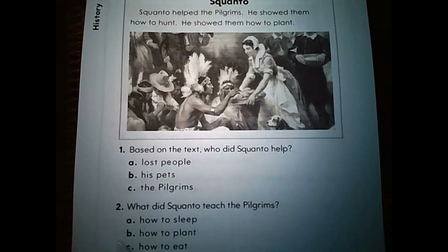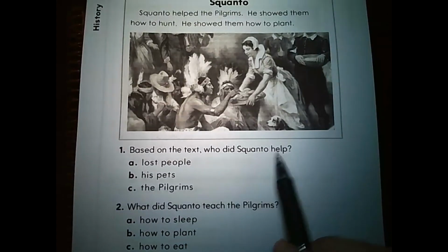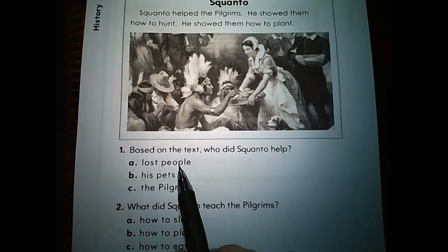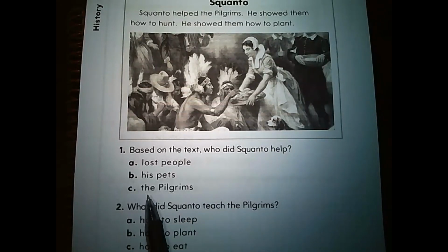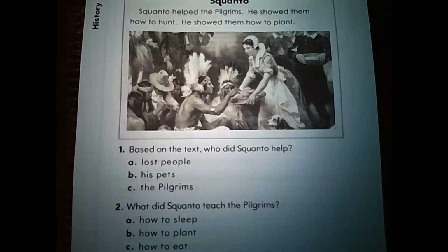Okay. Number 1. Based on the text, who did Squanto help? Did he help A, lost people, B, his pets, or C, the Pilgrims? Who did Squanto help? And if you're confused, the answer is right in that very first sentence. So based on the text, who did Squanto help? Lost people, his pets, or the Pilgrims? You tell me.